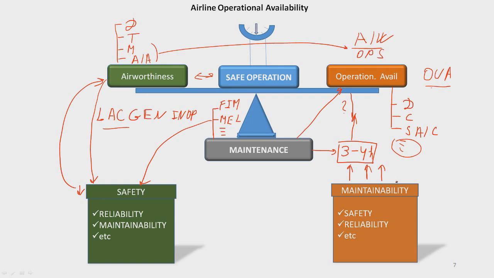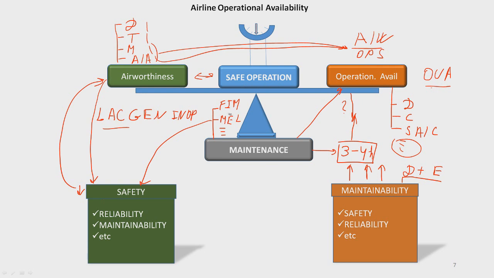Now, the quick question, where does maintainability start from? Same point. Design, testing, manufacturing, certification, and goes to the operation, which is experience. So let me put here design plus experience. Okay? Now let's move one step back and simplify this slide. Balances between airworthiness, safe operations, and operational availability.